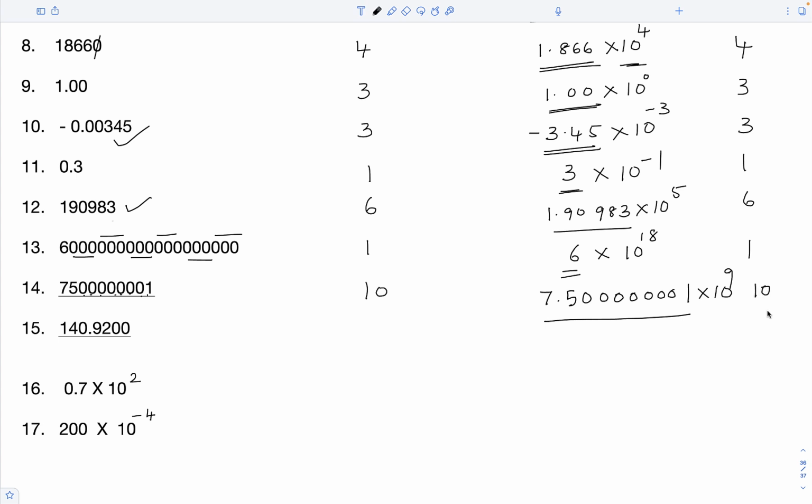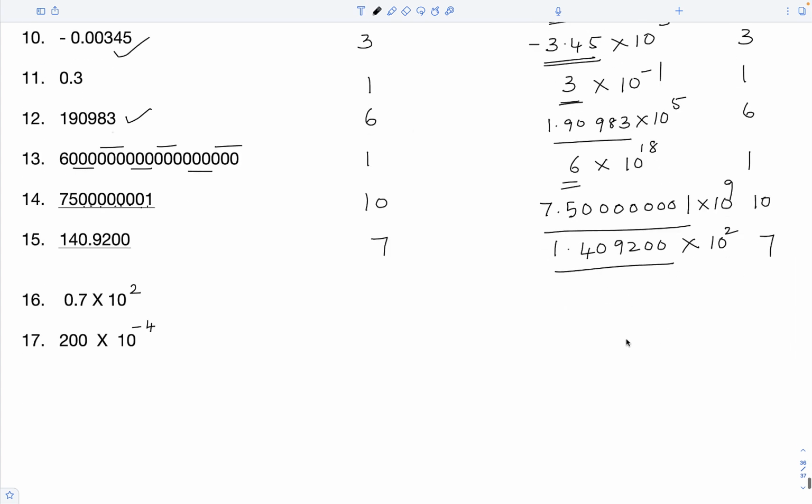And also there are 10 digits in the significand. And in this measurement, there are 4 plus 3, 7 significant figures. And it can be written in scientific notation as 1.409200 multiplied with 10 to the power of 2. And this significand clearly tells that there are 7 significant figures, and also it has 7 digits in it.